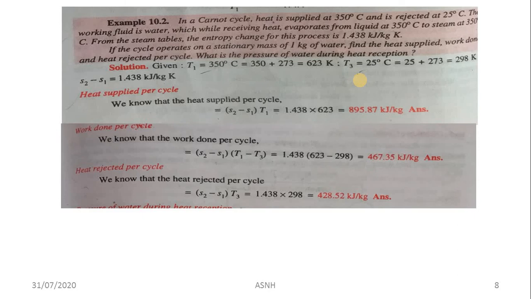Our next video is most important. In that video we will discuss how to solve the numericals related to the Rankine cycle. Thank you.